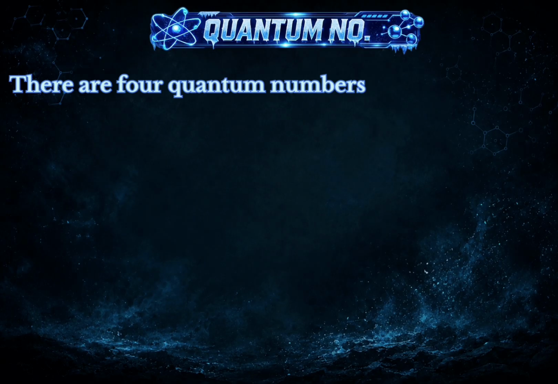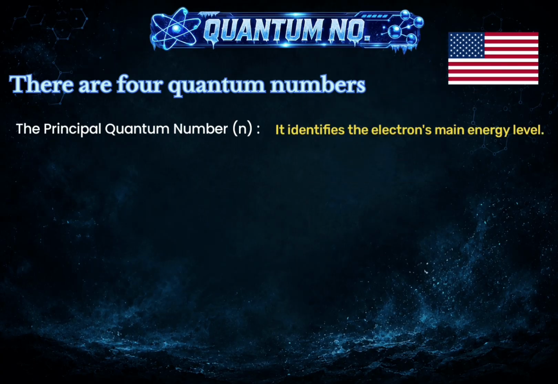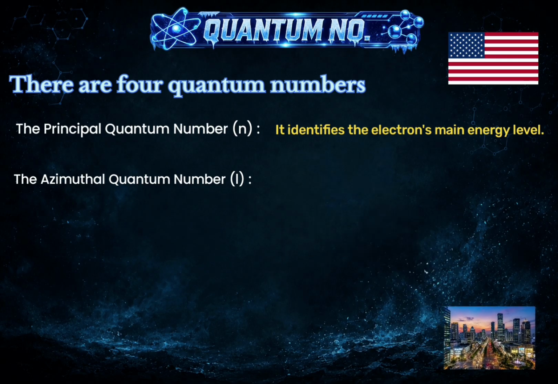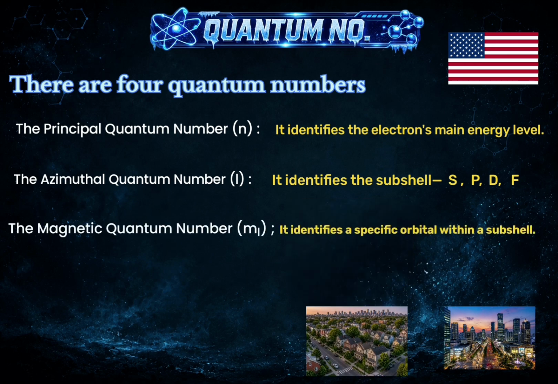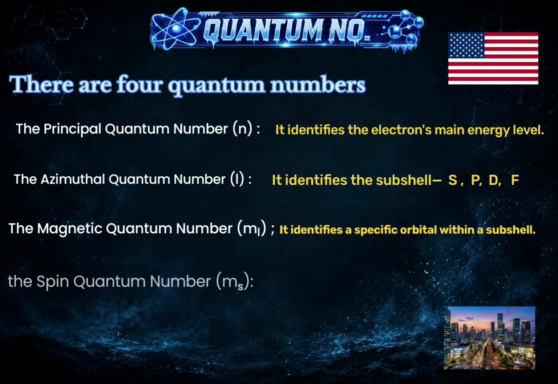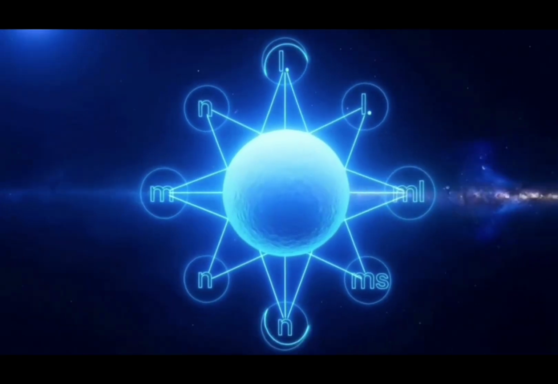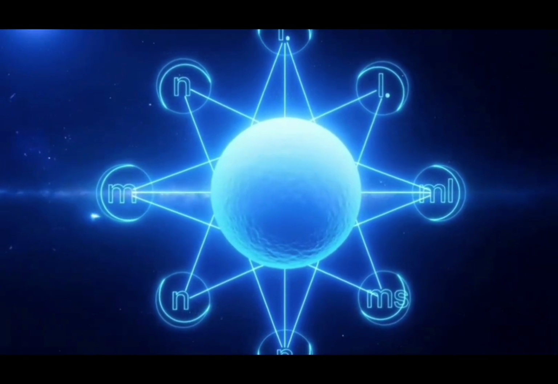There are 4 quantum numbers, and each one provides a different piece of information. The principal quantum number is like the country. It identifies the electron's main energy level. The Azimuthal quantum number is like the city. It identifies the subshell, S, P, D, or F. The magnetic quantum number is like the neighborhood. It identifies a specific orbital within a subshell. And the spin quantum number is like the house. It identifies the electron's spin direction. Together, these 4 quantum numbers give every electron a unique address inside an atom.